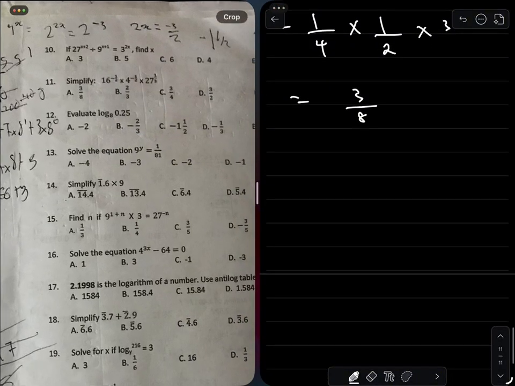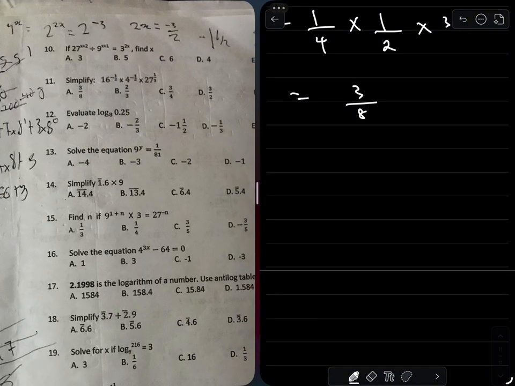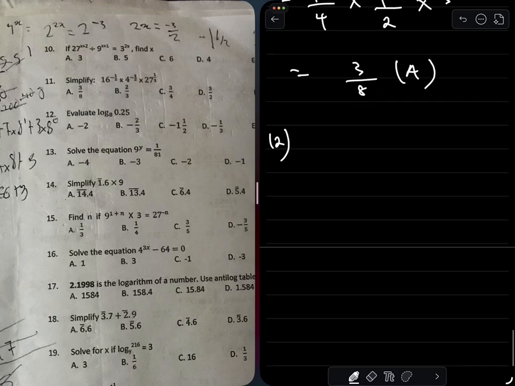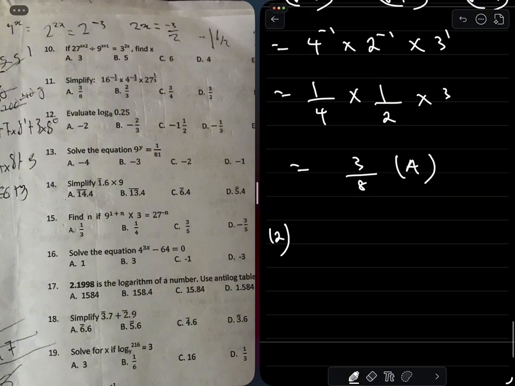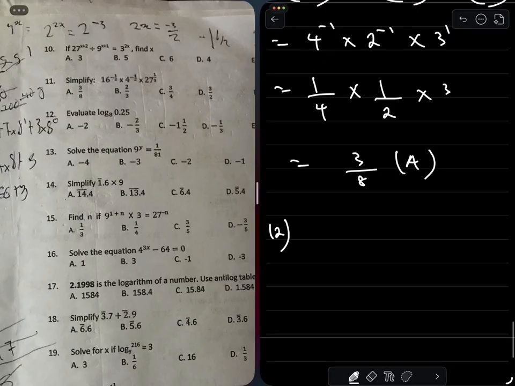And what's the option that matches that? That's option A. Now to the next one. How do you get it? 1 times 1, 1 times 3, 3. 4 times 2, 8. You multiply the numerators and multiply the denominators.